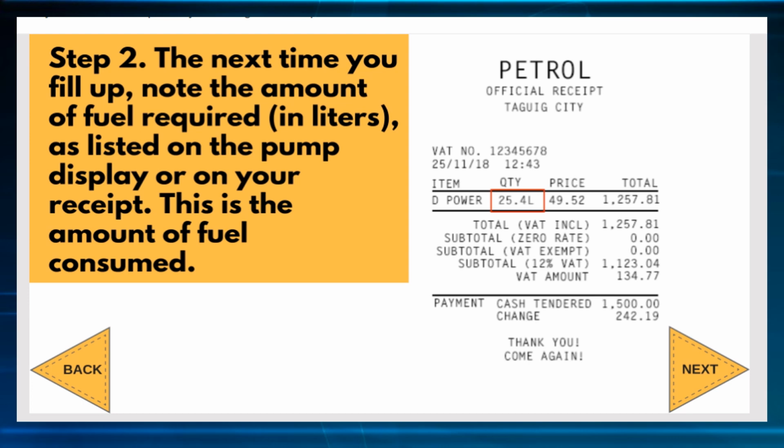So the next time you fill up, note the amount of fuel required. So that is in liters as listed on the pump display or on your receipt. This is the amount of fuel consumed. So what we have here, look at your screen, this is the example. So this means 25.4 liters.